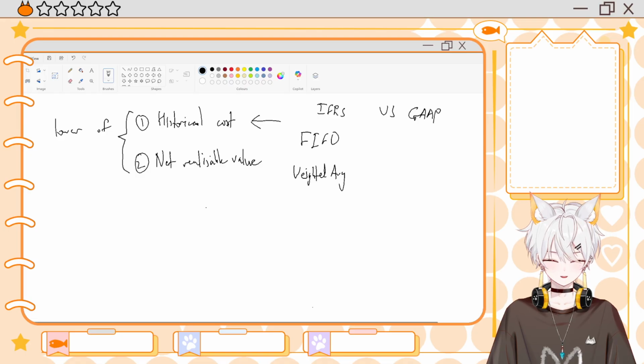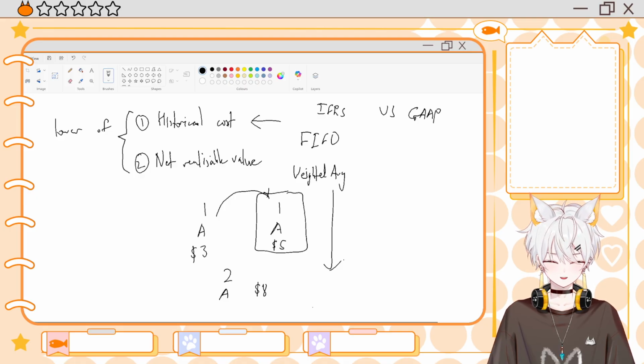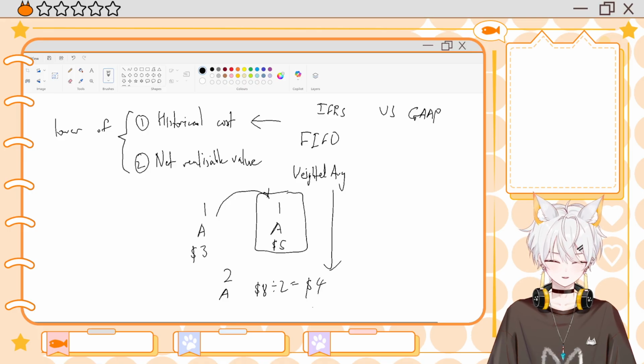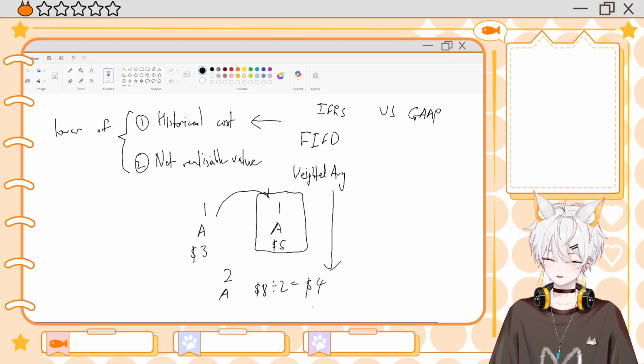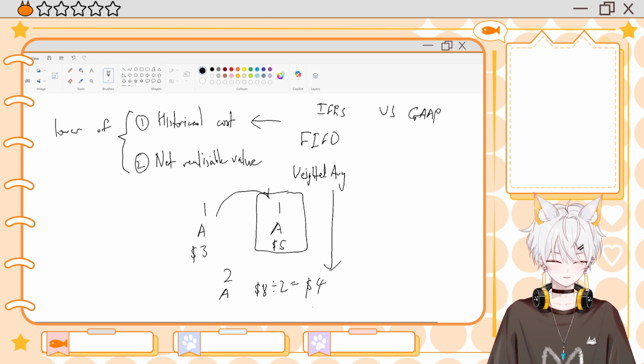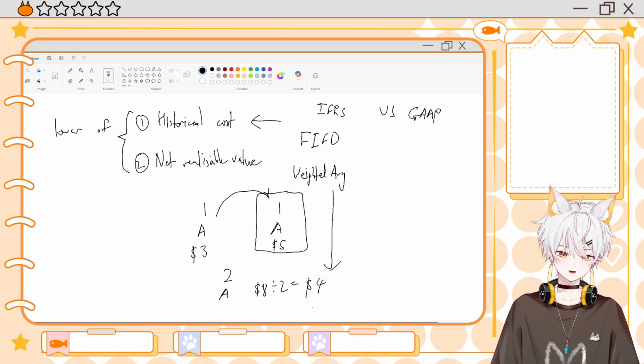So if you have one apple in your storage that cost $5, and the apple you bought costs $3, when you add it in, you have two apples at $8, and the weighted average will say you divide by 2 to get $4. So instead of 3 plus 5, you just lump it together and call both $4.